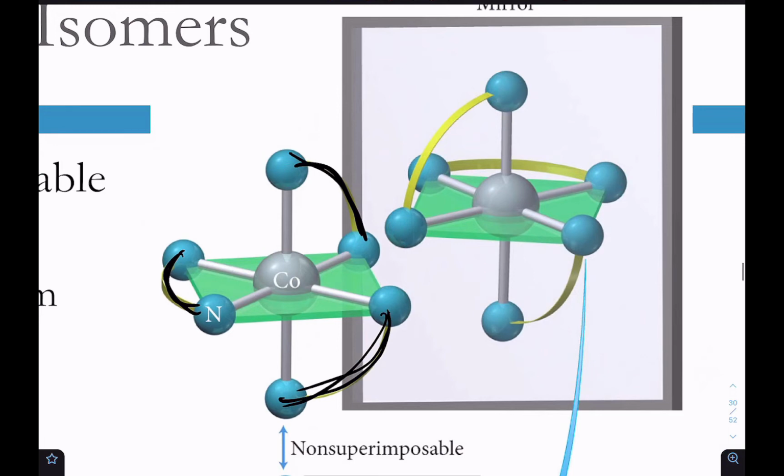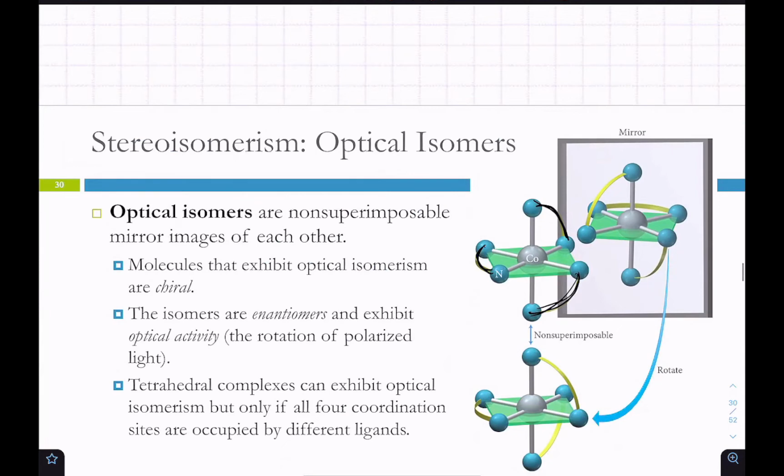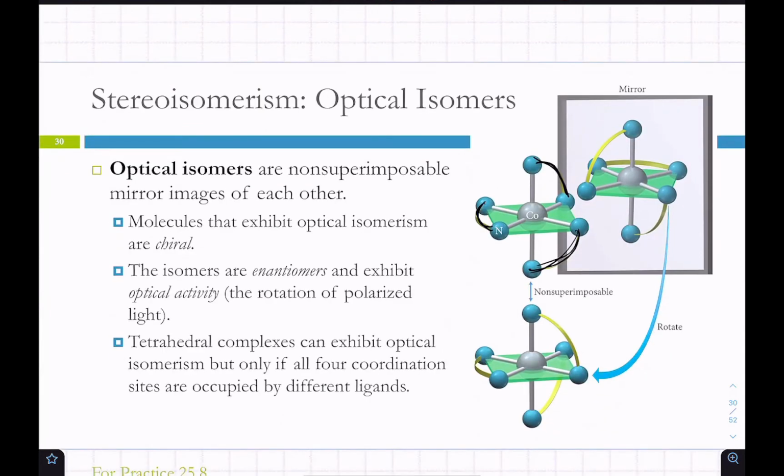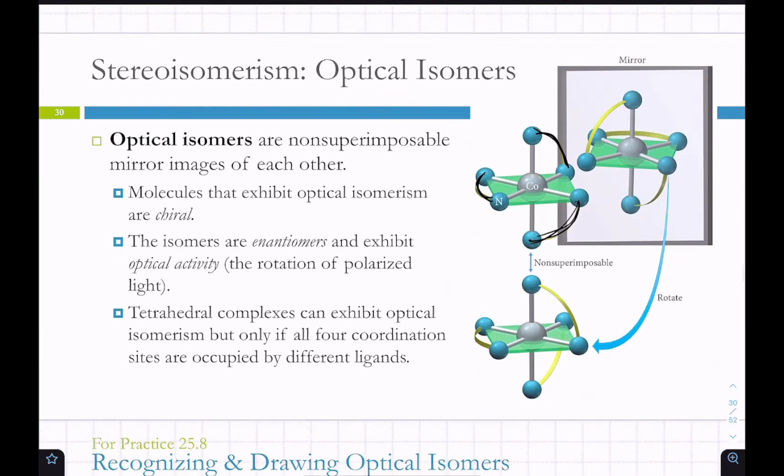And these type of optical or chiral isomers do take some more practice to get down. And so the isomers are called enantiomers. So there's a right and a left enantiomer.